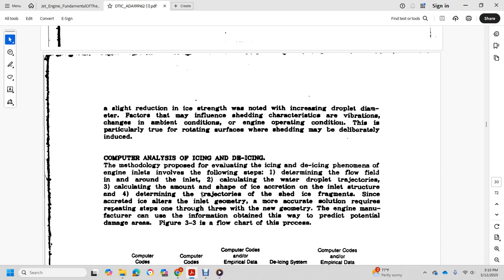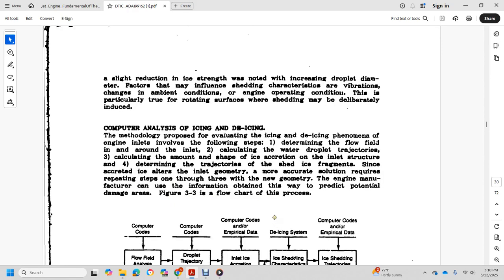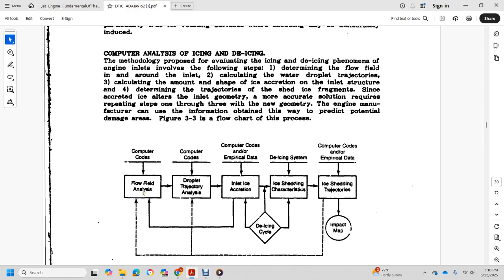A more accurate solution requires repeating steps 1 through 3 for the new geometry. Engine manufacturers can use the information obtained this way to predict potential damage areas. Figure 3.3 is the flow chart of the process. It shows the computer codes for flow field analysis, computer codes and empirical data that go into inlet icing accretion, the de-icing system, ice shedding characteristics, and computer codes and empirical data for ice shedding trajectories into an impact map.